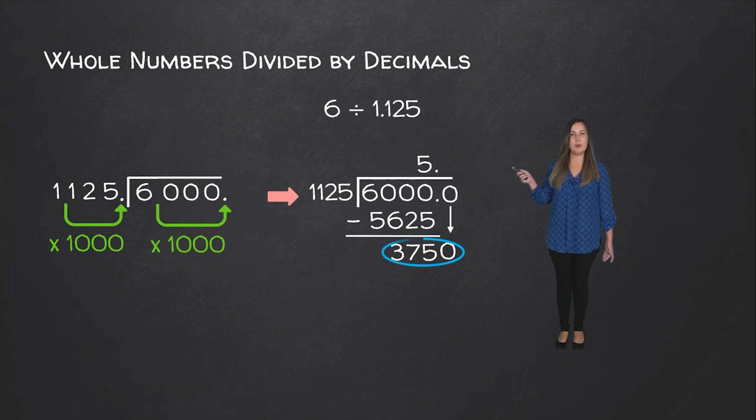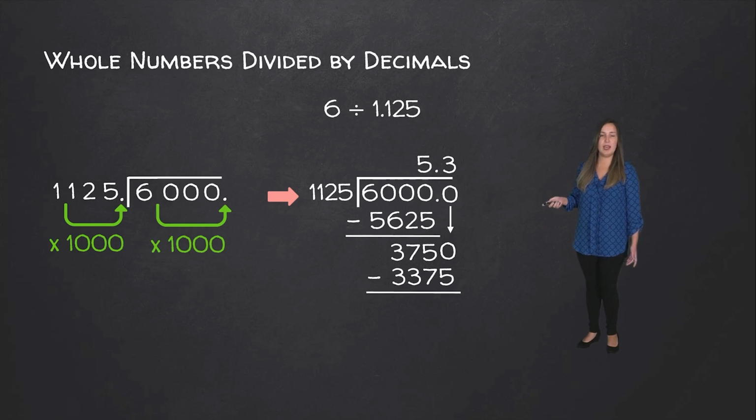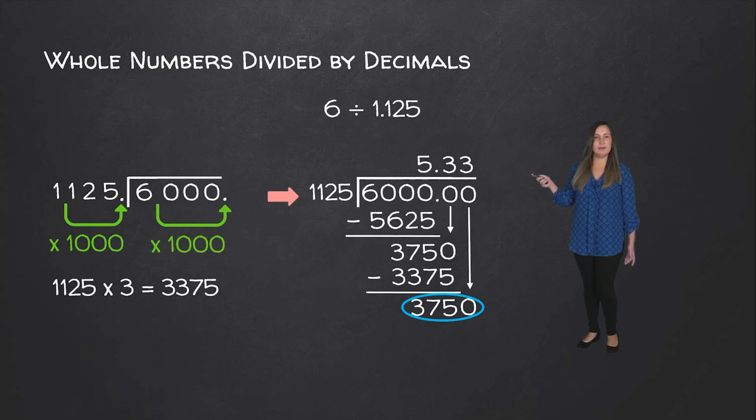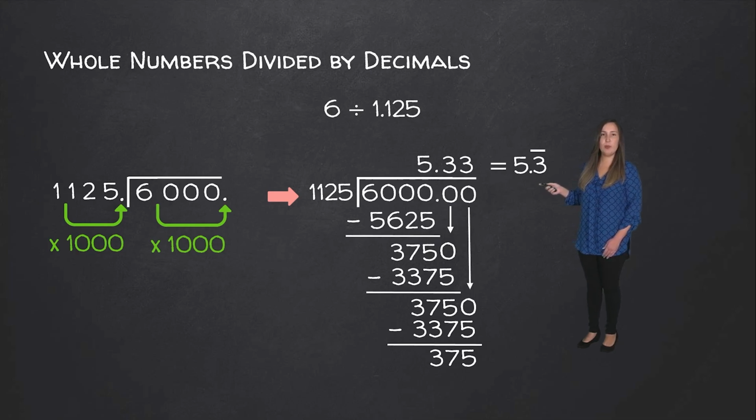And then ask ourselves, how many times does 1,125 go into 3,750? And that would be 3 times, because 1,125 times 3 equals 3,375. And then we go ahead and we subtract. And notice that now this keeps repeating again. So we add another 0, and then we would add another 3. And so because it keeps repeating, we're going to rewrite our final answer as 5.3 with a line on top that shows that the 3 would keep repeating over and over again. And that's it.